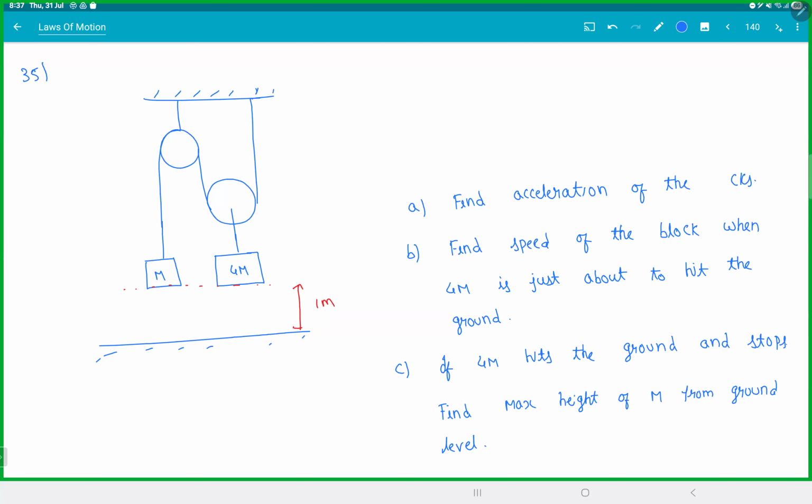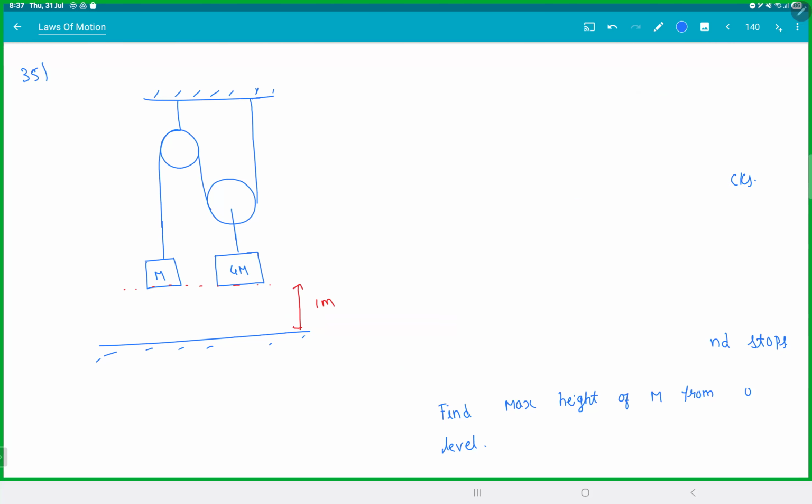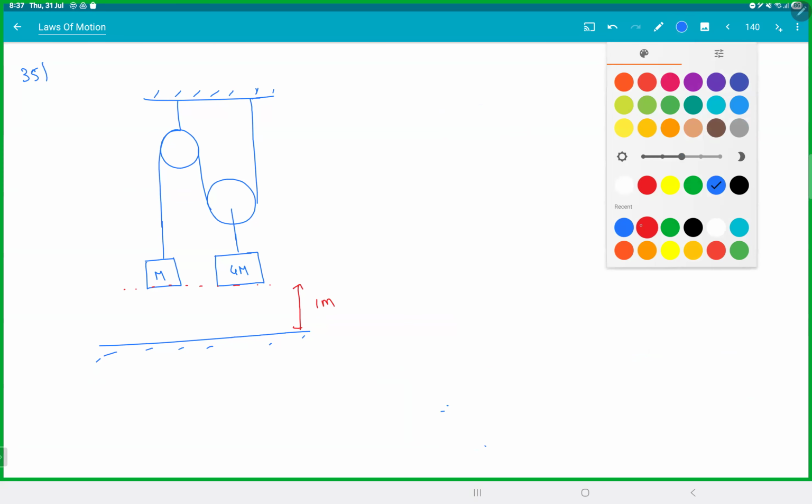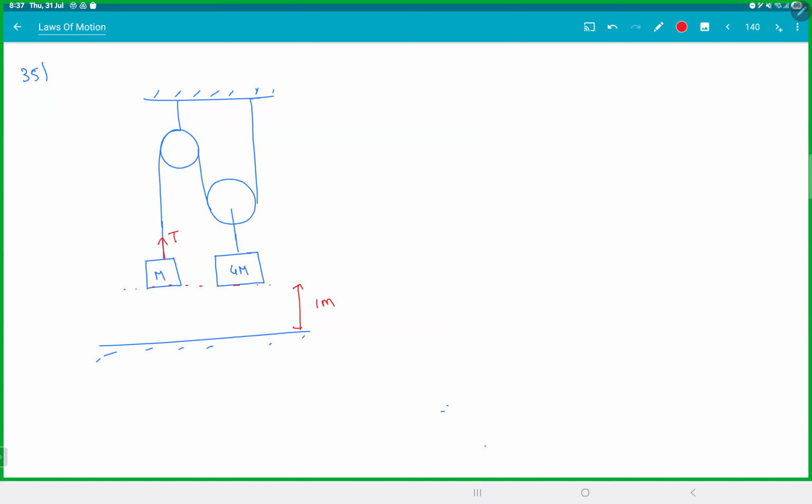Step 1, choose your system, draw the free body diagrams. So on this, we have tension T. It is the same string here, so this will be T, this will be T, so this will be 2T. The weight will be 4mg. This weight will be mg. Let the accelerations be A1 and A2. I don't think they're equal, so let it be A1 and A2.